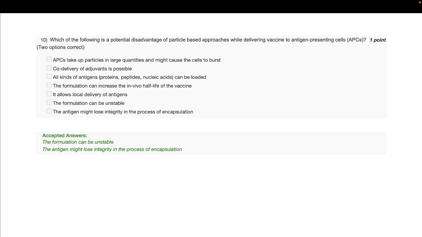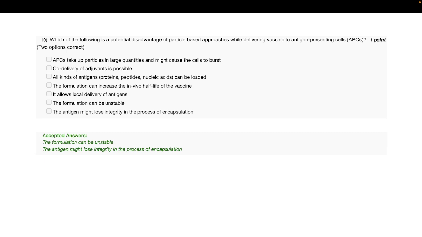of encapsulation. Let's say it's a very sensitive protein, and in the process of encapsulating it, we have caused its shape or conformation to change. In that case, it might lose its integrity. It is no longer the antigen which the bacteria might actually have, and as a result, the immune response won't be generated against the actual antigen. So these are some of the disadvantages whenever we are trying to deliver vaccine in particles.